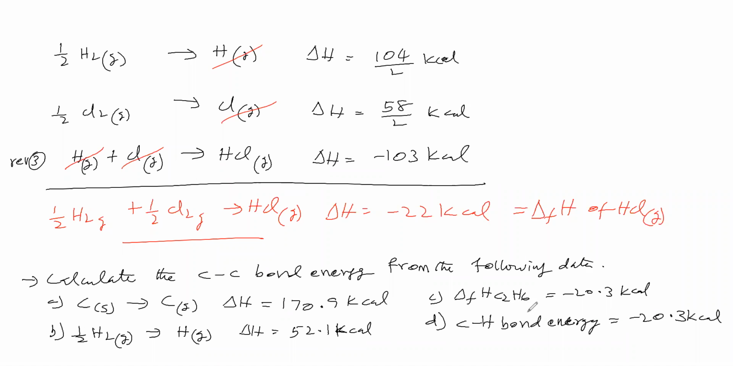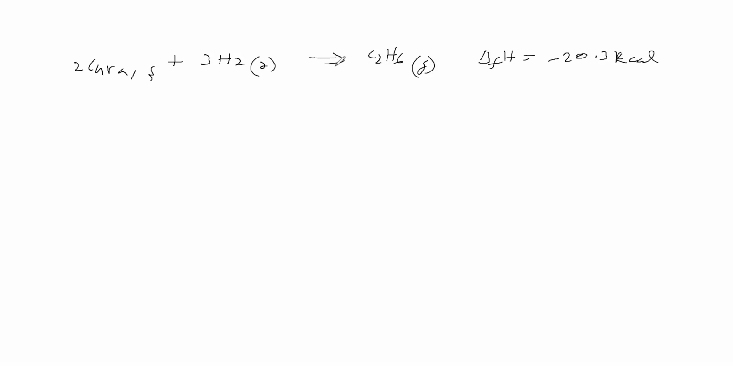So the enthalpy of formation of ethane we have to take. For this we will write the equation. Ethane we will take as C2H6 in gaseous state. It is forming from its constituent elements, that is graphite solid plus 3 times H2 gas. It is called the heat of formation of ethane, given as minus 20.3 kilocalories.